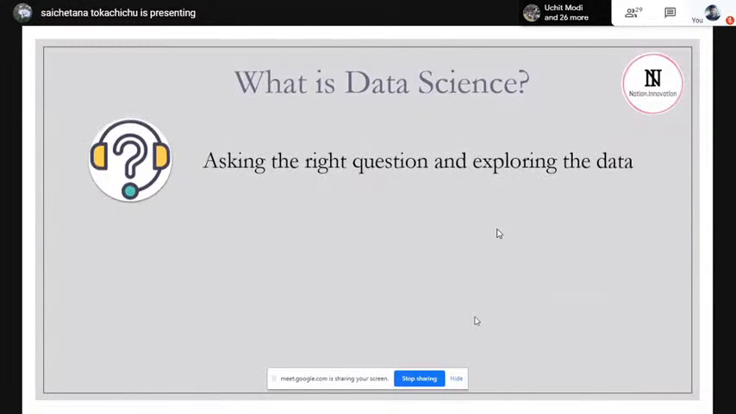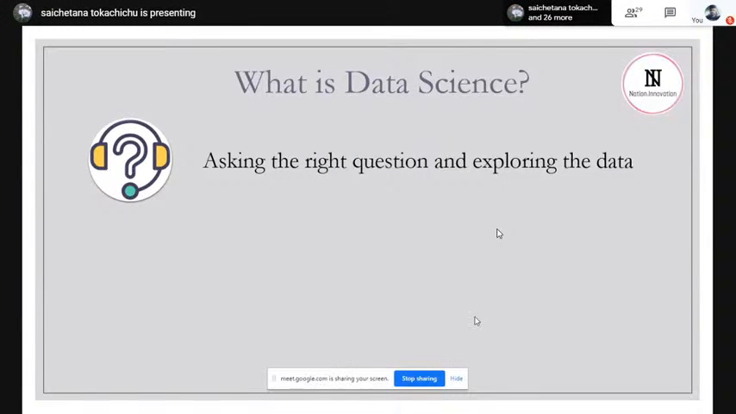We ask the right question and explore the data. What does this mean? For example, in data science, you have the answer in front of you and you have to search for the question. It's completely reverse. In schools and our regular studies, we have a question, like "Explain what is A," and then you write, "A is this, A is that," and you write the whole thing. Over here, it is reverse.